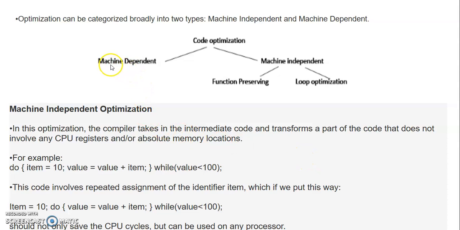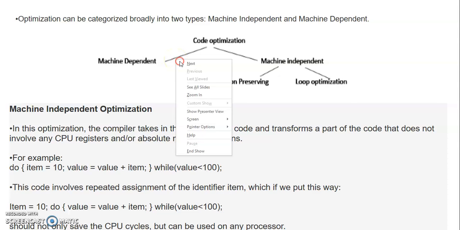Good morning, students. Let us further proceed with code optimization. As I told you, code optimization is a transformation by which the compiler can improve your target code. Code optimization is of two types: machine dependent and machine independent. We have already discussed machine independent and machine dependent optimization.